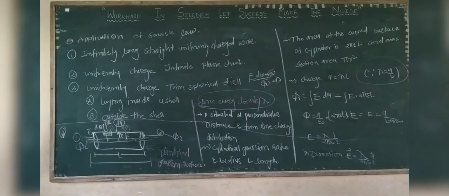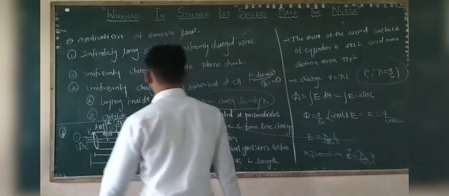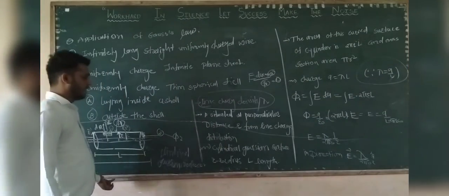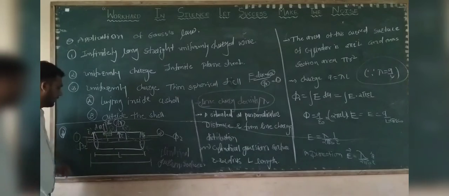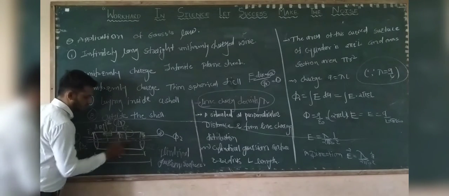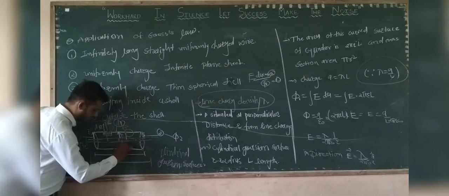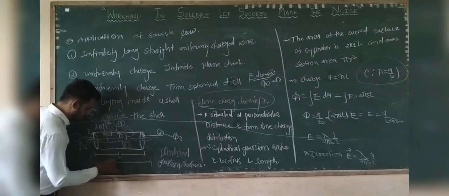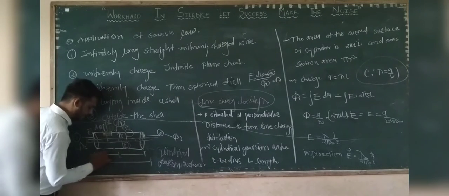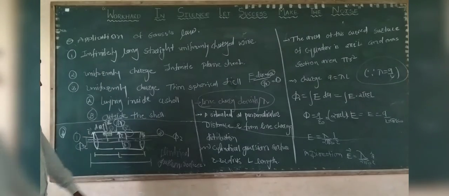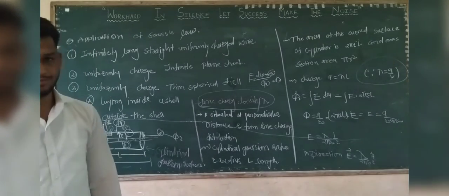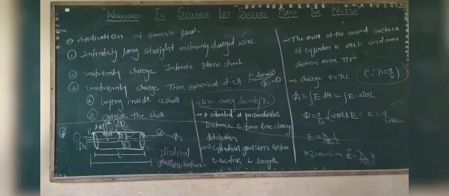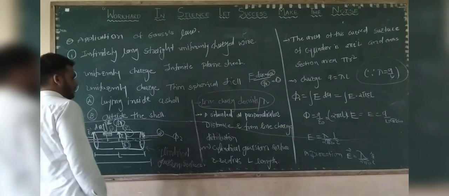Now this cylindrical Gaussian surface has a radius r, from here to here. And this one is our length, l, from this point to this point. So it has a length l. Now we can talk about the line charge distribution.